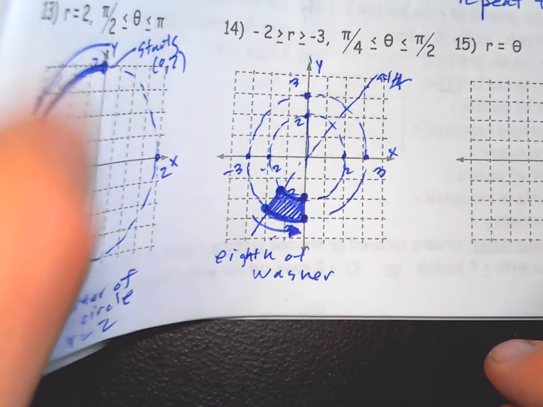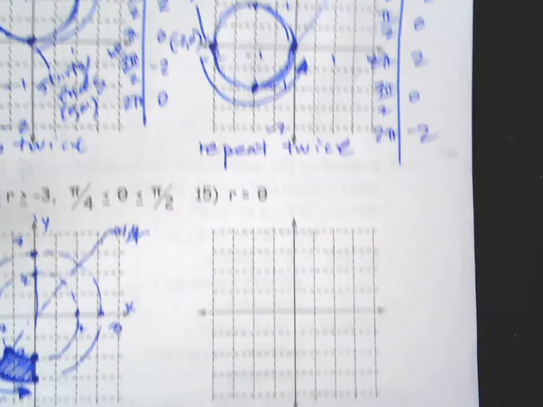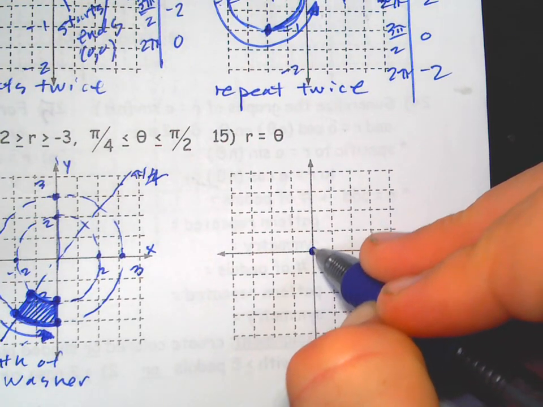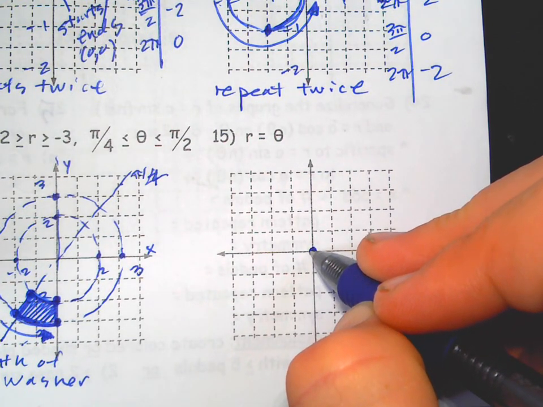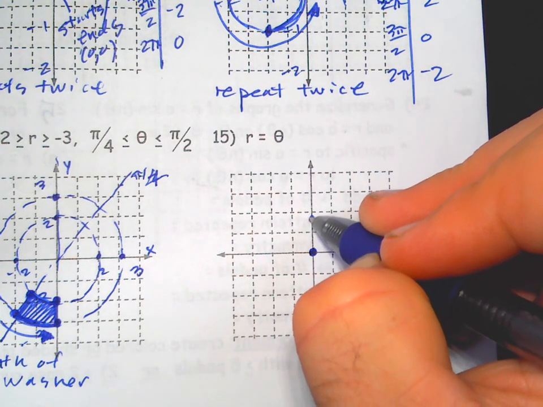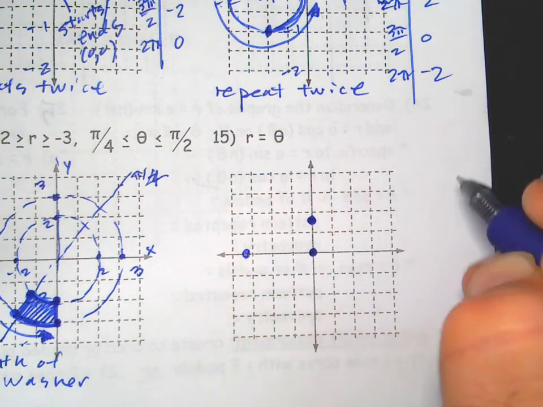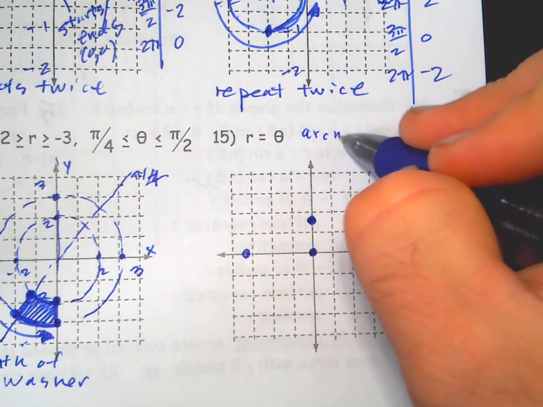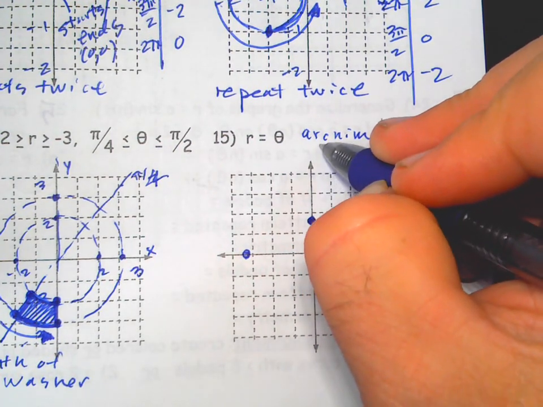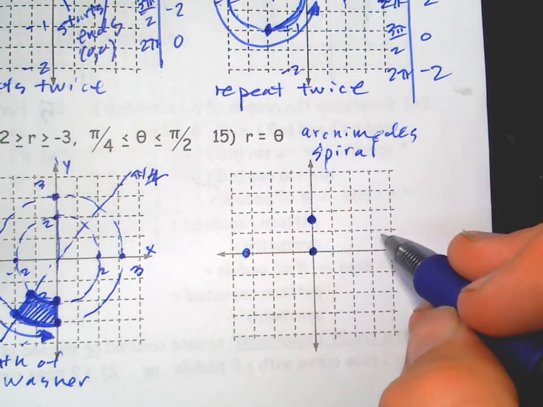So, okay. And then r equals theta. Well, 0, 0. Pi over 2 would be 1.7, 1.5 or something. Pi would be pi. This is the Archimedes spiral. We did that in the notes previous lesson. So as the angle gets bigger, the radius gets bigger.